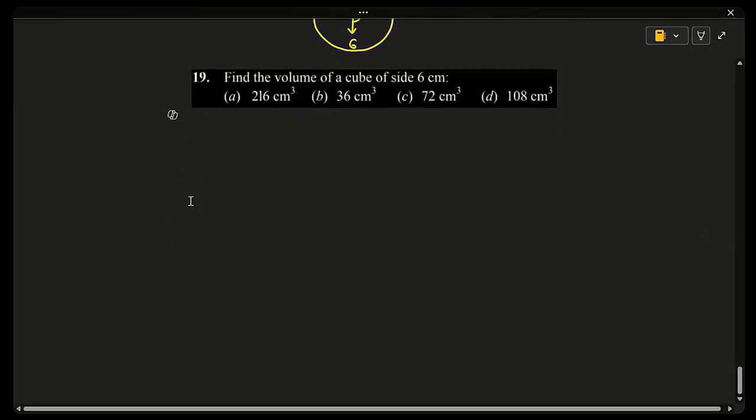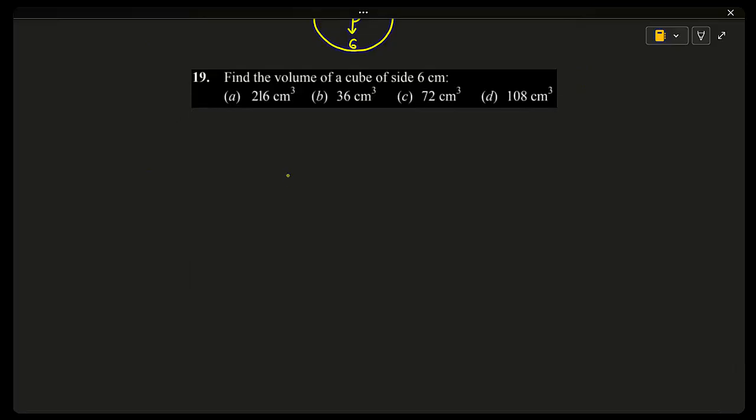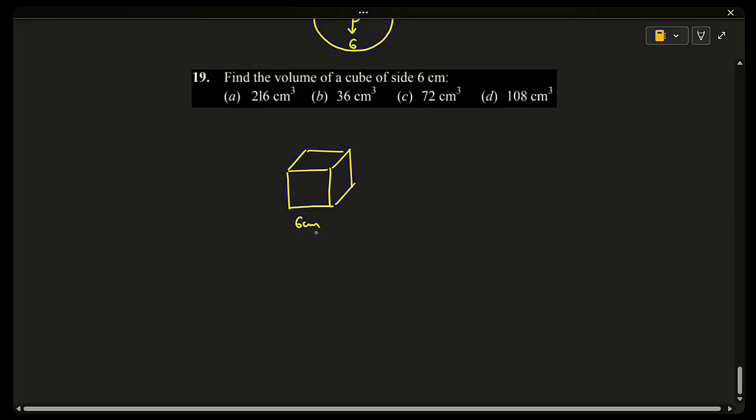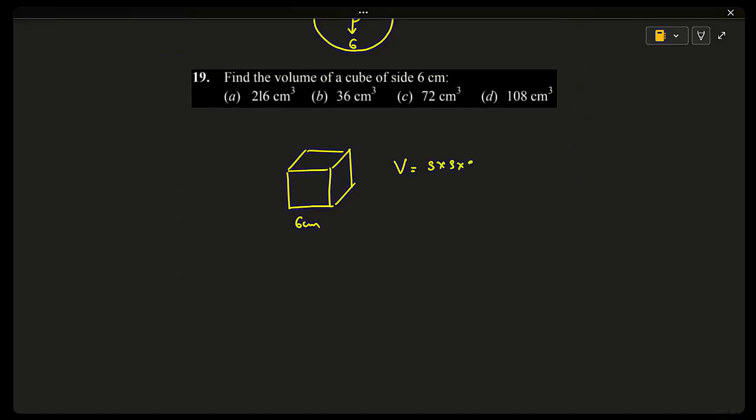19th one. Find the volume of a cube of side 6 centimeters. So there is a cube and each edge is given 6 centimeters. We should find the volume. Volume of the cube, we know, is side into side into side. So it is 6 centimeter into 6 centimeter into 6 centimeter. 6 cube, we know, is 216 centimeter cube. That is option A. That is the volume of this cube.